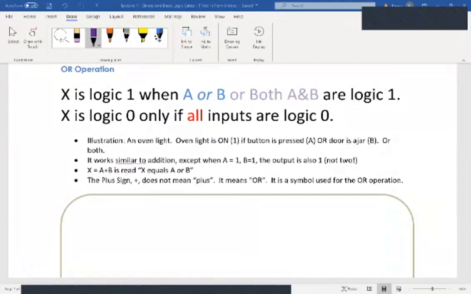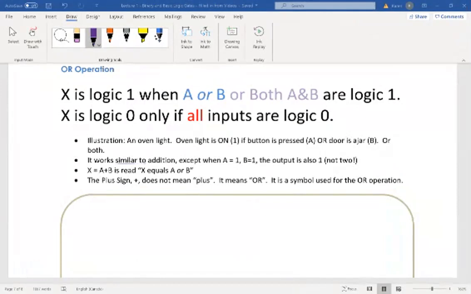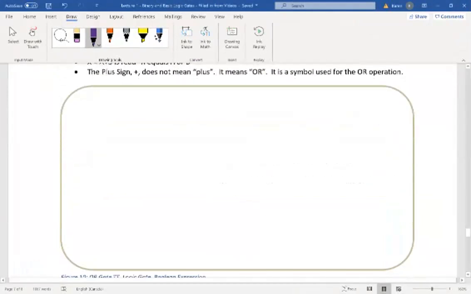Now we're going to explore the OR operation. In the OR operation, the output X is high when A is high, or when B is high, or when both A and B are high. So in the OR operation, the output is only low, it's only 0, if all inputs are 0. So it works kind of opposite to an AND gate.